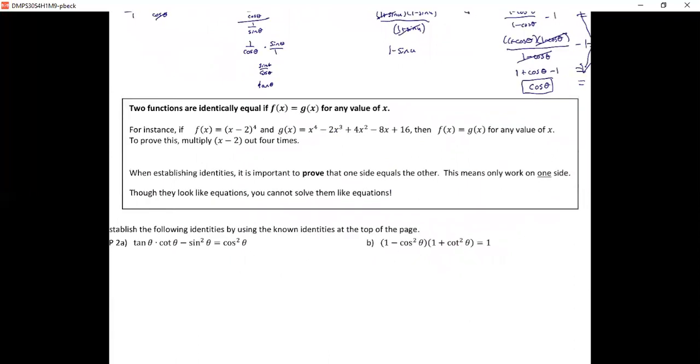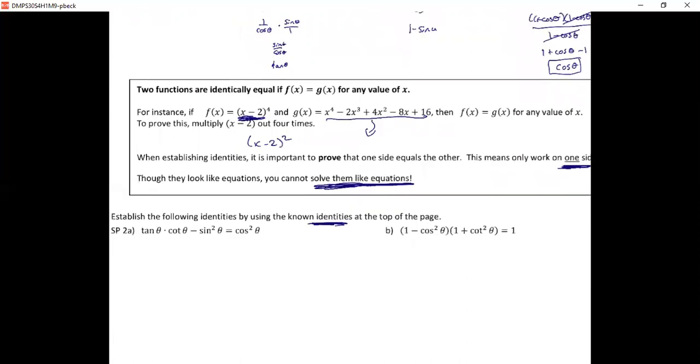When we prove one side equals the other side, and maybe an expression like this, if we multiply this out 4 times, we can prove that that equals this side. Or if we factor g of x 4 times, we can prove that that equals the x minus 2 squared. So one of the benefits that we have is we really can work on either side. But the important thing is we can only work on one side at a time. You do not want to work on both sides at the same time because it is not an equation. So we're not solving them like equations. They're not equations, even though they look like equations, but these are identities.